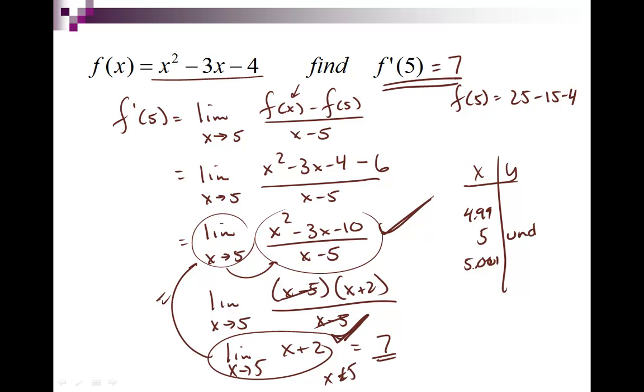We have just found the slope of the tangent line to this curve, which is a parabola, at the exact place where x equals 5. Take a look at this example again until you're sure that you understand. And if you have questions, bring them to class.